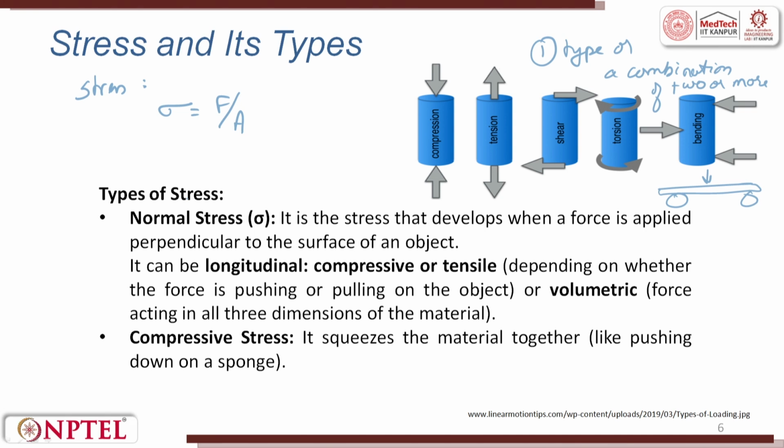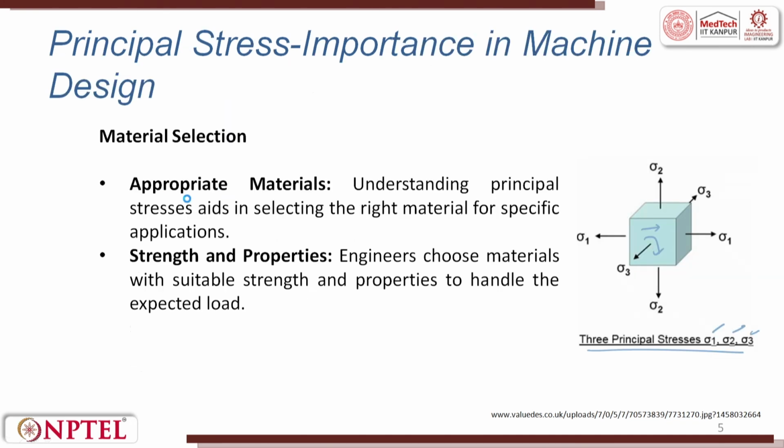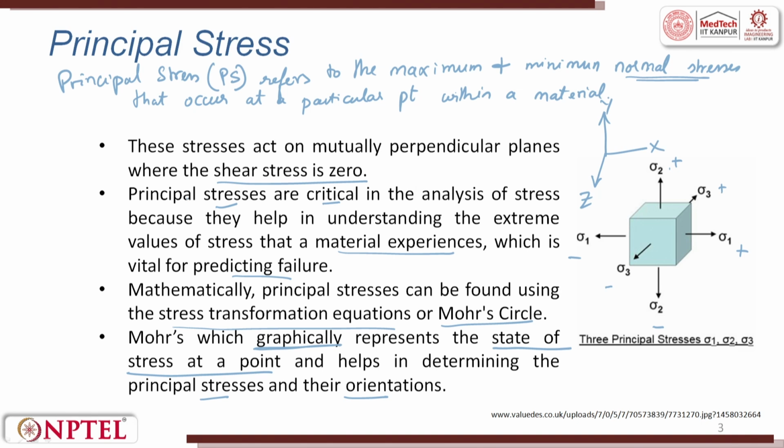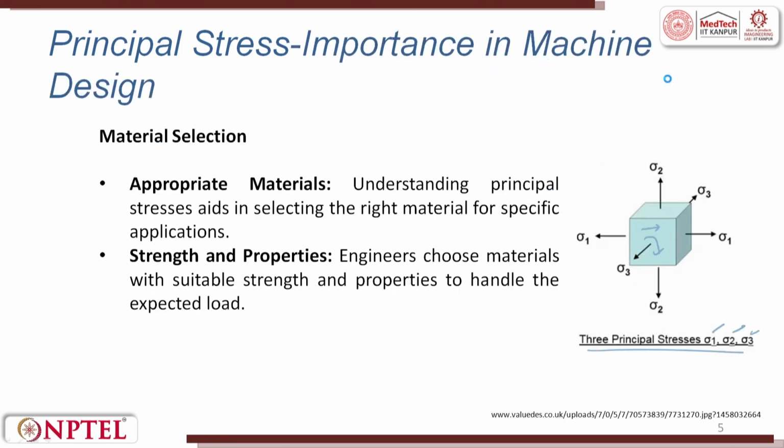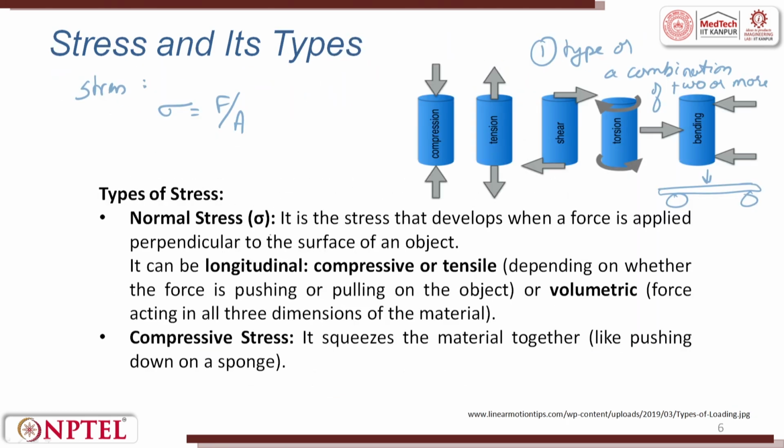Types of stresses: normal stress. Okay. So, if you go back, I have defined here the normal stress. So, what is a normal stress? Normal stress is a stress that develops when a force is applied perpendicular to the surface of the object. You should also understand, many a times the object might have a profile like this. When you apply tension here, it is not perpendicular to the surface of the object.